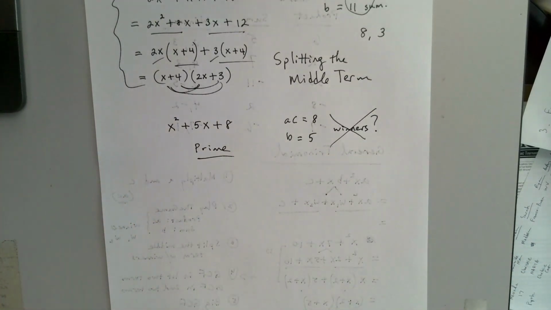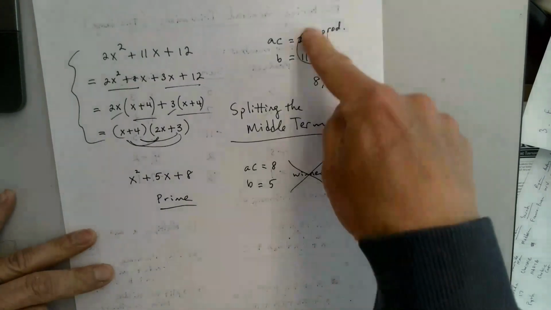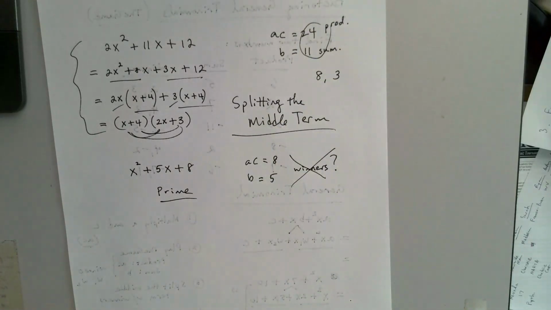Okay, that's factoring general trinomials using the method of splitting the middle term, involving playing that number game. See you next time.